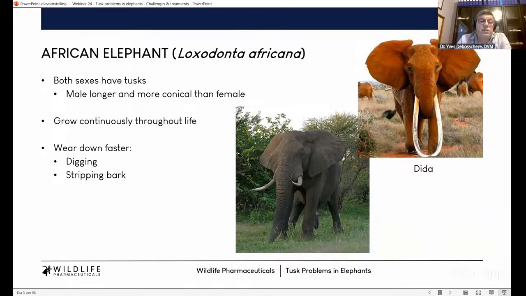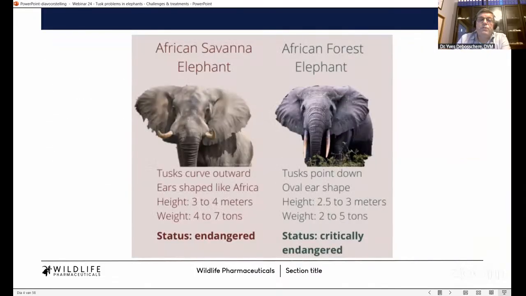They grow continuously throughout life in both animals, but in African elephants they grow faster because they use them for more heavy work like digging, stripping bark, and all this stuff. On the right side, you can see Dida. Dida was known for her longest tusk. She died, unfortunately, in 2022 at the age of between 60 and 65, which for an elephant in the wild is already very, very old. We have the savanna elephant and the forest elephant. Only the morphology of the tusk is different, but the constitution of the tusk itself is exactly the same.